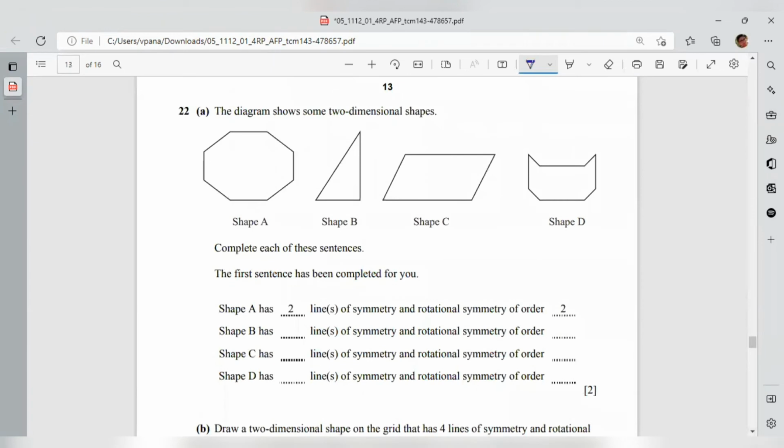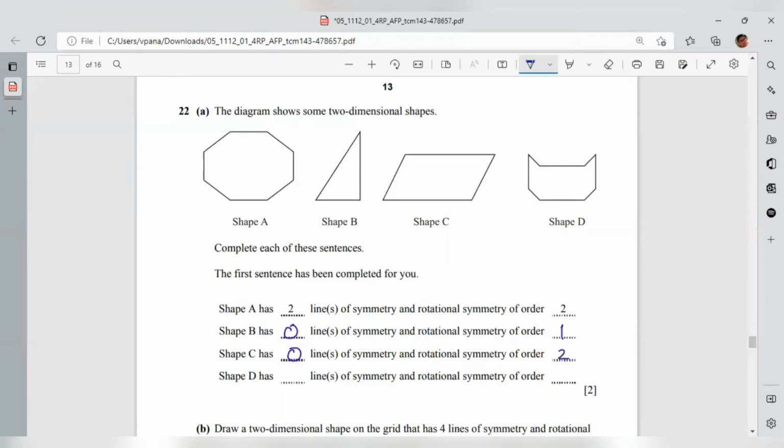The diagram shows some two-dimensional shapes over here. Shape A has 2 lines of symmetry and rotational symmetry of order 2. Shape B is a scalene triangle, so it has 0 lines of symmetry, and any shape will always have rotational symmetry of order 1, though it has 0 lines of symmetry. Then shape C is a parallelogram. If you try to fold it, you will not find a single line of symmetry, but it will have order of rotational symmetry 2.